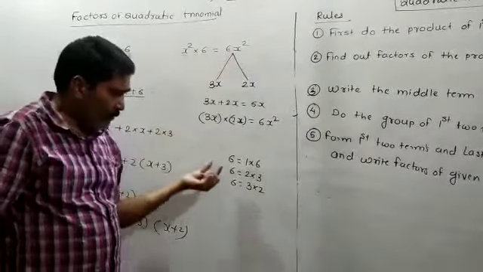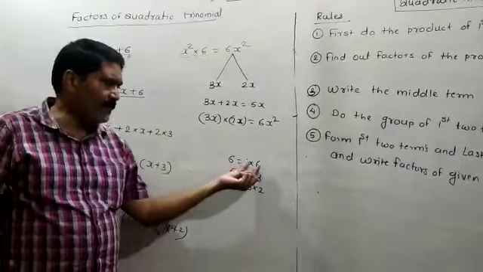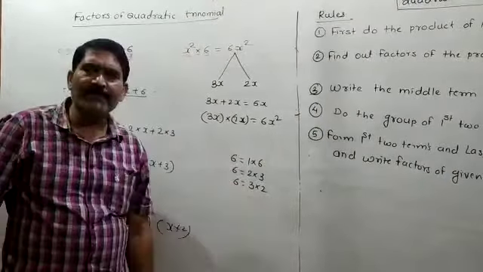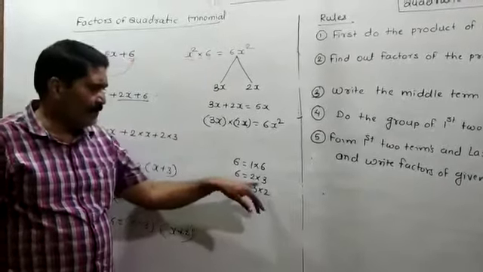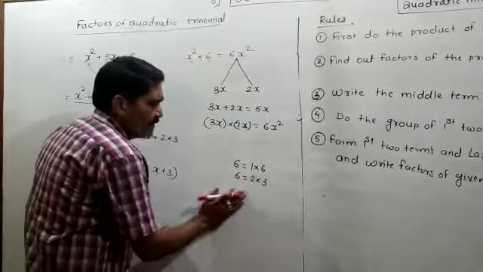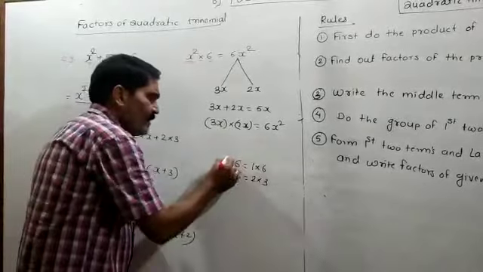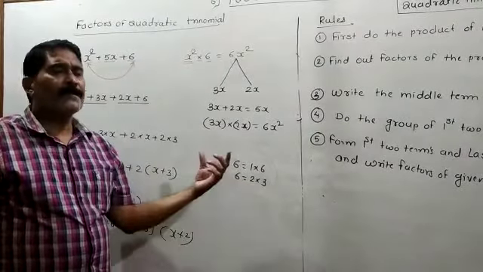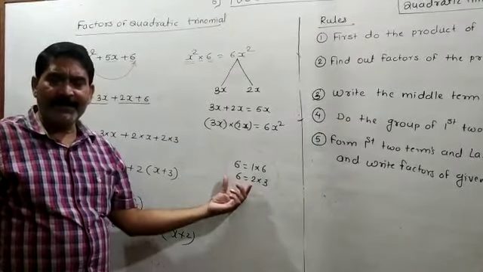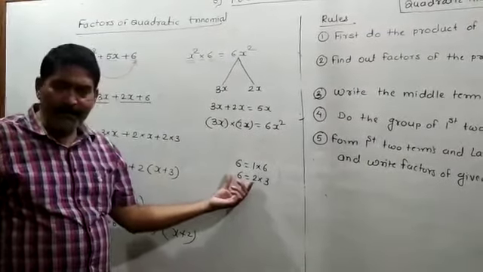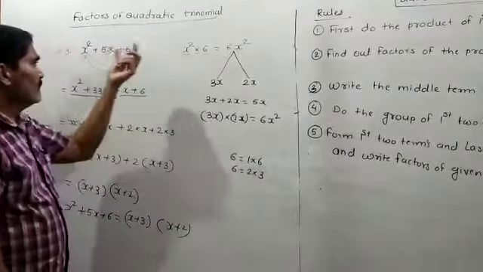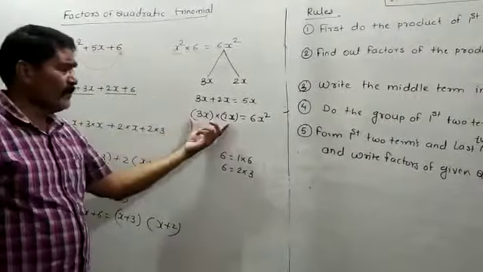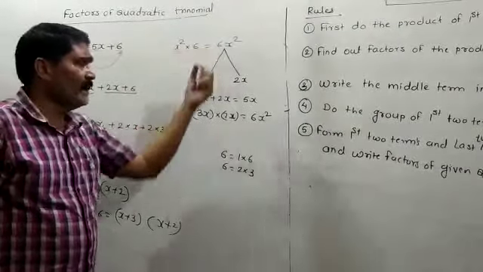This 6 has a number of factors. You will write 6 like this: 1 multiplied by 6. 6 is equal to 2 multiplied by 3, and 6 is equal to 3 multiplied by 2. This 2 multiplied by 3 and 3 multiplied by 2 are the same. These two factor pairs are there. You have to choose the proper factors, and if you choose the proper factors, then the sum of the factors has to give the middle term, and the product of the factors is equal to the product of the first term and the last term.